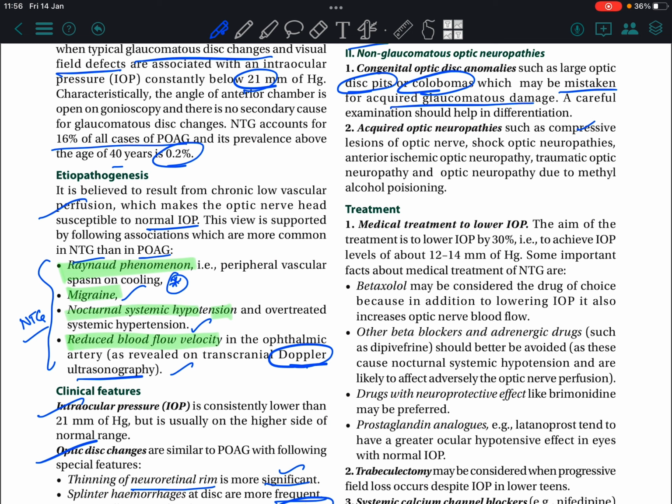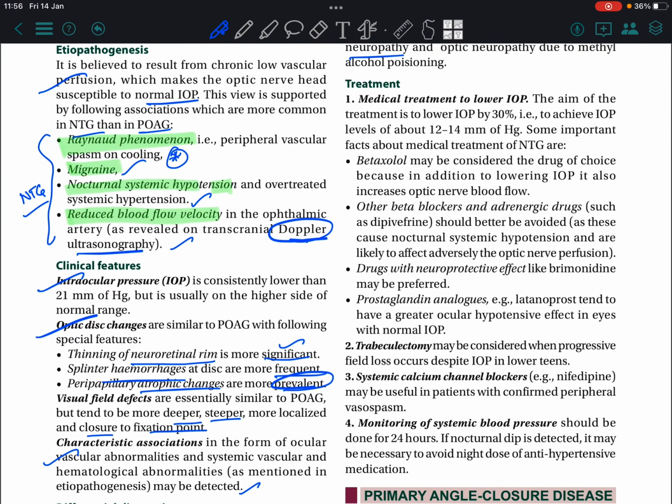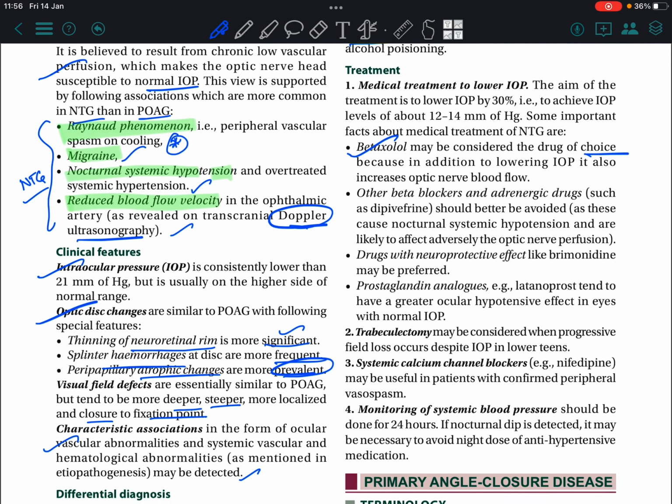Acquired optic neuropathy such as compressive lesions of optic nerve, shock optic neuropathy, anterior ischemic optic neuropathy, traumatic optic neuropathy, and optic neuropathy due to methyl alcohol poisoning. Treatment: medical treatment to lower IOP. Betaxolol is considered the drug of choice.